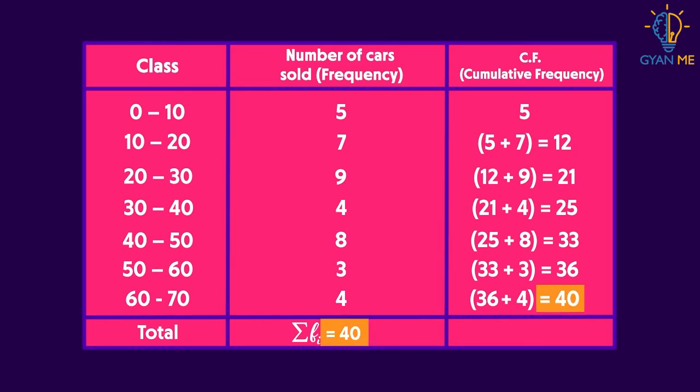Always remember that the last cumulative frequency is always equal to the grand total of all the frequencies. As you can observe here, the last cumulative frequency that we get is 40, which is equal to the total of all the frequencies, that is 40.